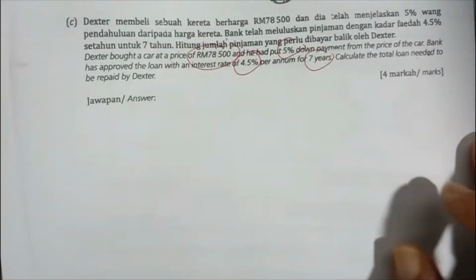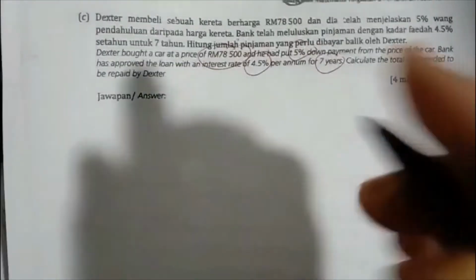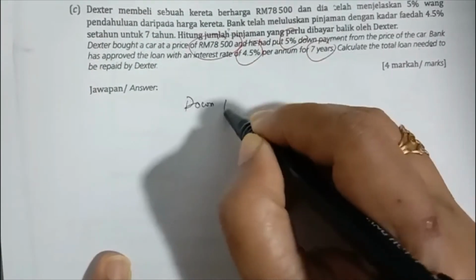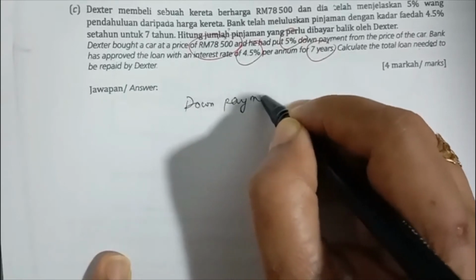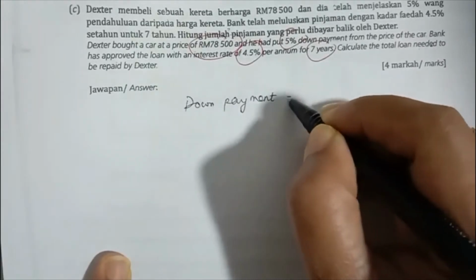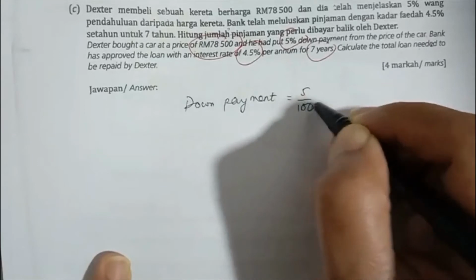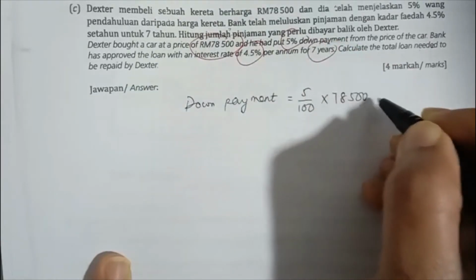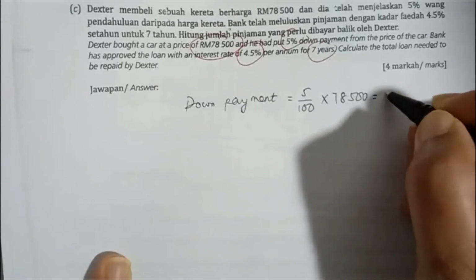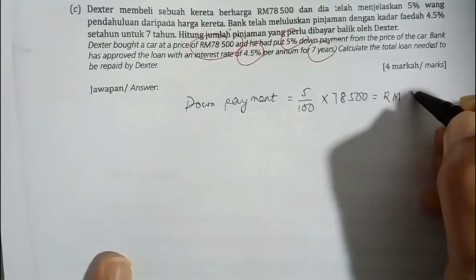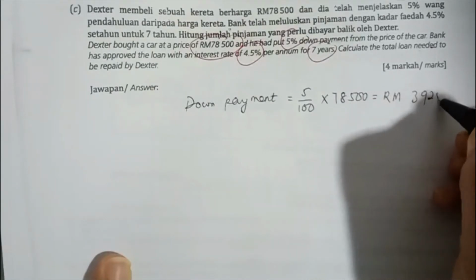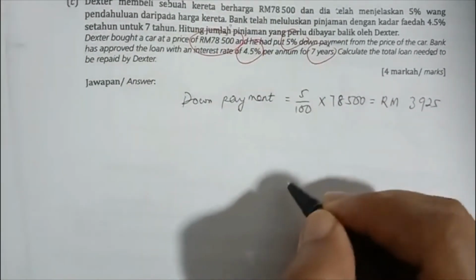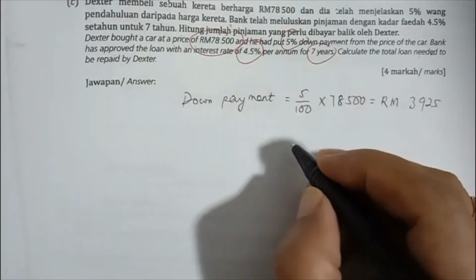So 5% of down payment, you calculate dulu. So you calculate dulu down payment berapa. Down payment equals to 5/100 from the value of the car. So you will get is RM 3,925. Okay, 3,925. Okay, that one is the down payment.